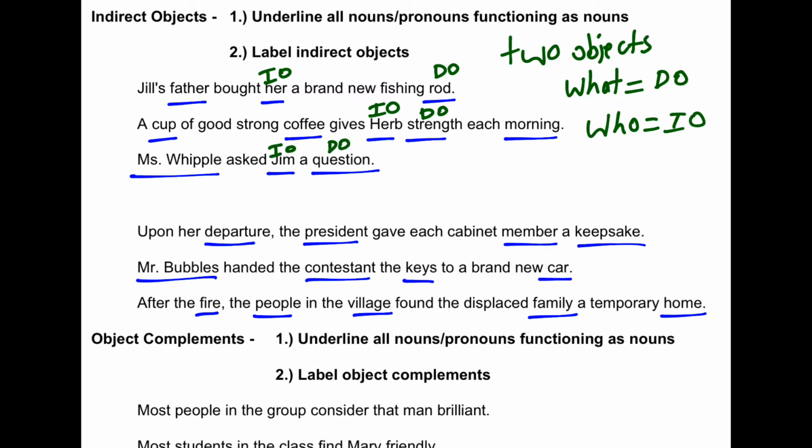The president gave. Gave what? A keepsake. To who? Each cabinet member. Mr. Bubbles handed. Handed what? The keys. To who? The contestant. The people found what? A home. For who? The displaced family.